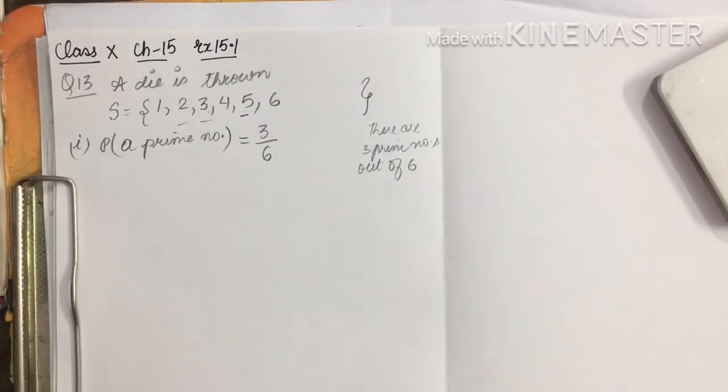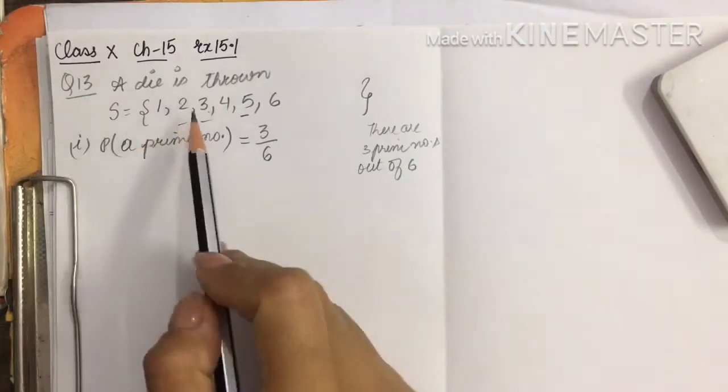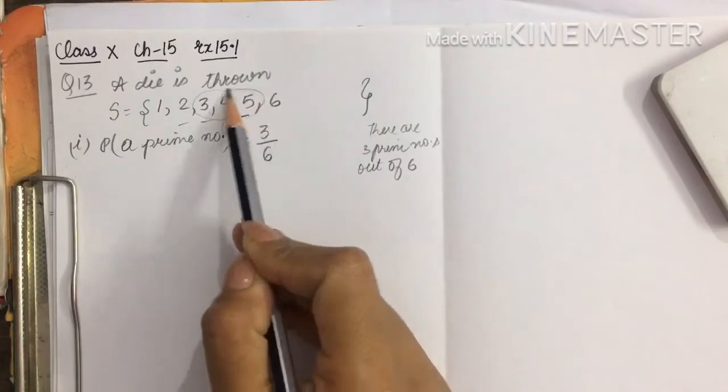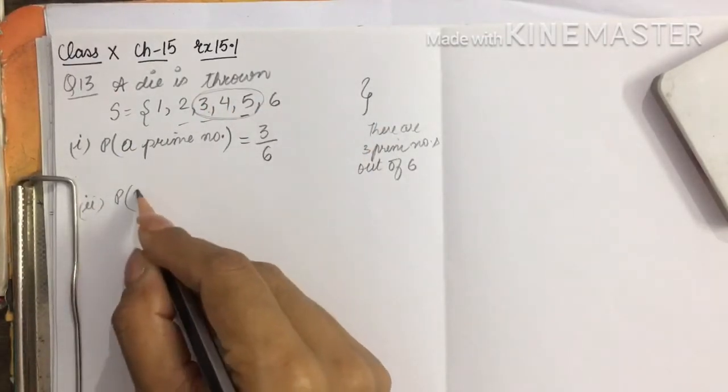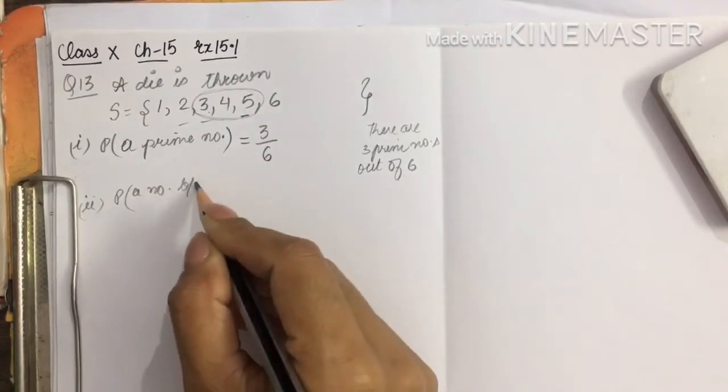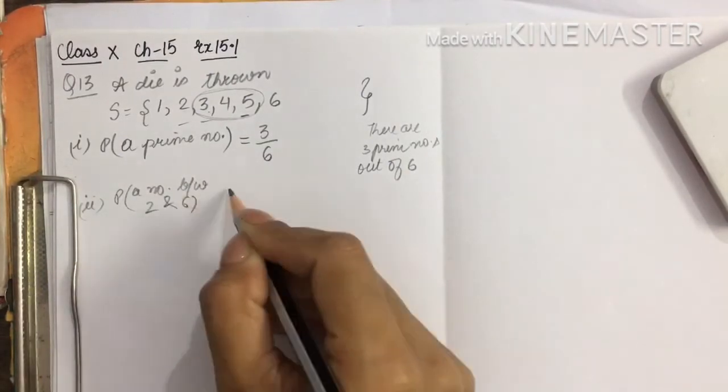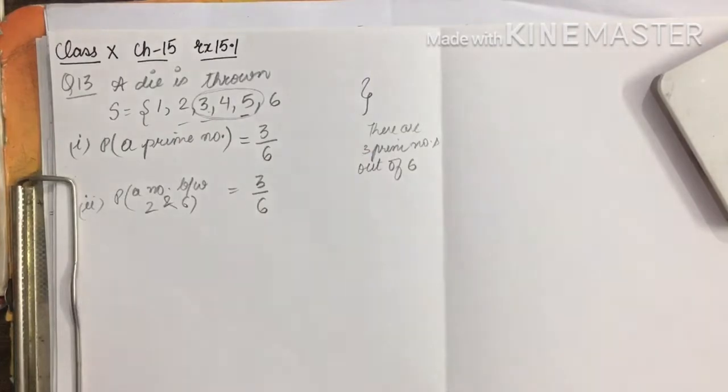Second part, you need to find out what is the probability of getting a number lying between 2 and 6. So a number that lies between 2 and 6. Between 2 and 6 means 2 and 6 are not to be included. They will be excluded. So between 2 and 6 we have these 3 numbers. So probability of getting a number between 2 and 6, it is also 3 by 6.